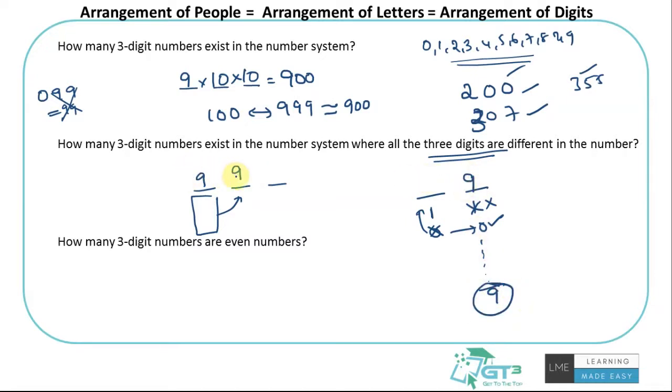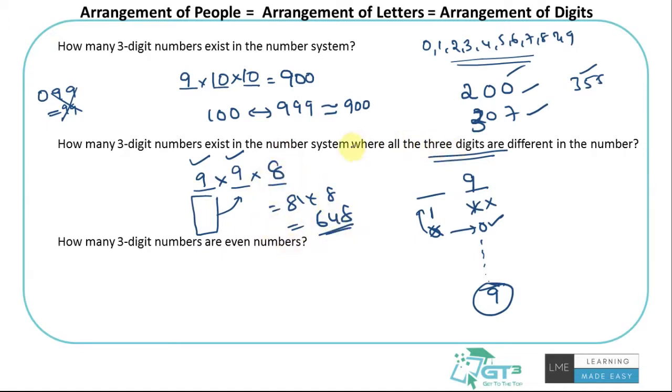So 9 and 9. And now I will be left with 8, because I would have used 1 here and 1 here. I cannot repeat these two. So I will be left with 8. So the number of 3-digit numbers that do not have the digits repeated is 9 into 9 into 8. That's 81 into 8. That is 648. Right?